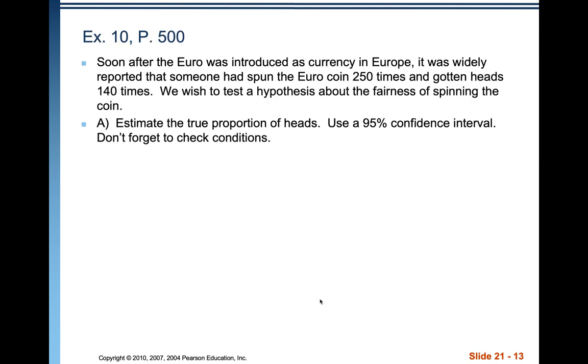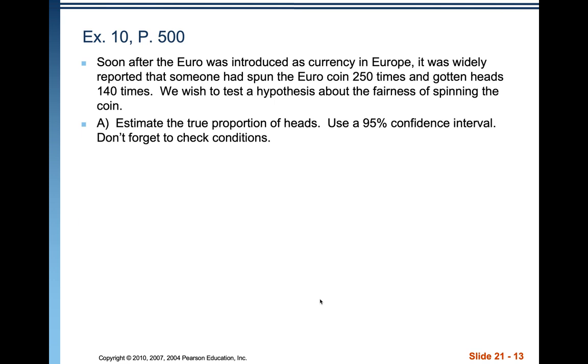Okay. Soon after the euro was introduced as currency in Europe, it was widely reported that someone had spun the euro coin 250 times and gotten heads 140 times. We wished to test a hypothesis about the fairness of the spinning of the coin. So we want to estimate the true proportion of heads, and we're going to use a 95% confidence interval, and we are going to make sure we check the conditions.